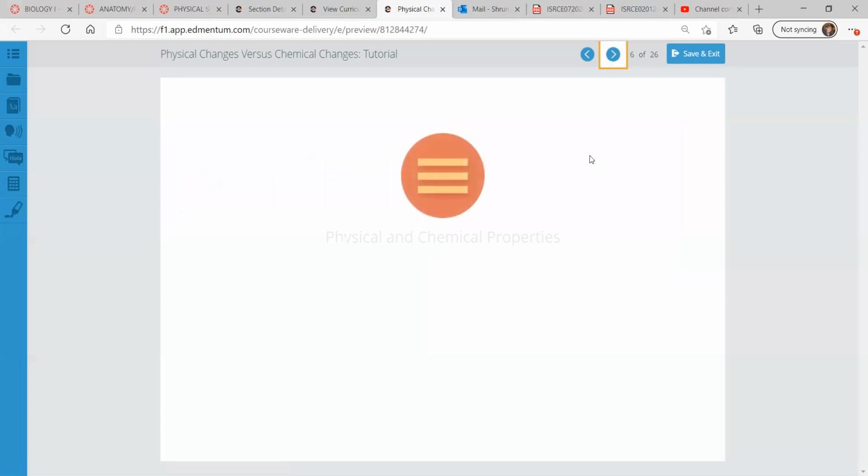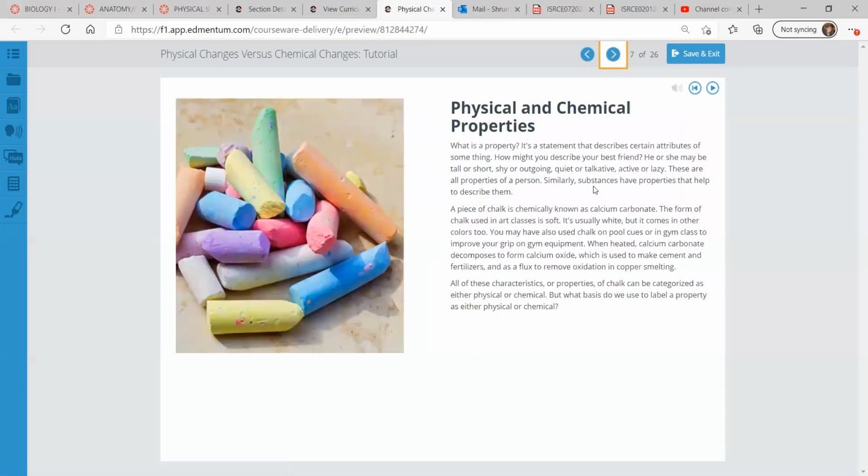So now we're going to look at the scientific evidence for the properties of physical and chemical properties. A property is a statement that describes certain attributes of something. How might you describe your best friend? He or she may be tall, short, shy, outgoing, quiet, or talkative, active, or lazy. Those are properties of a person. So you can think of a substance having certain properties that help describe it.